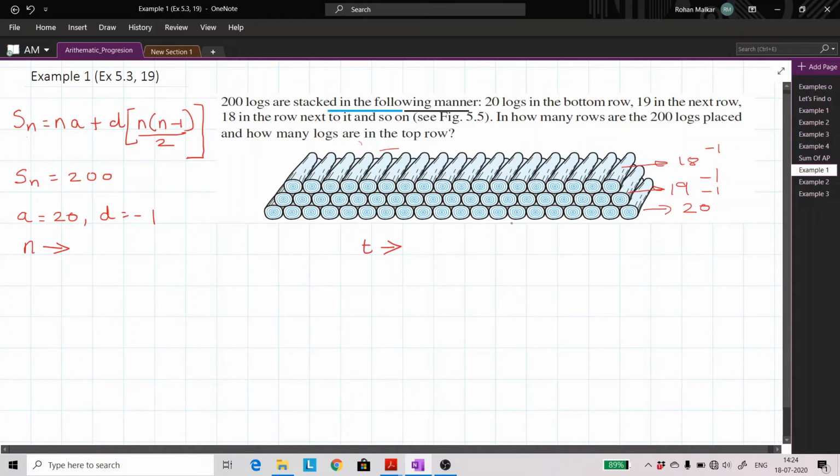So you get the same common difference for all the rows. In other words, these rows form an AP with a common difference of minus 1. Here I have written the common difference as minus 1. The starting number a is 20 because there are 20 logs in the first row. And they're asking you to find the total number of rows, so the value n here represents the number of rows.